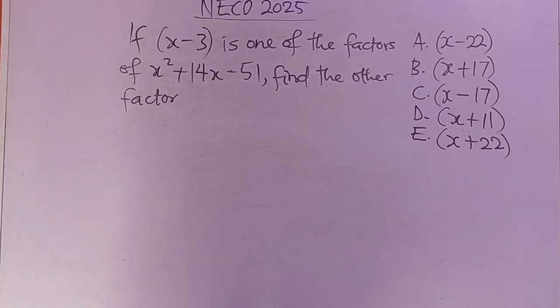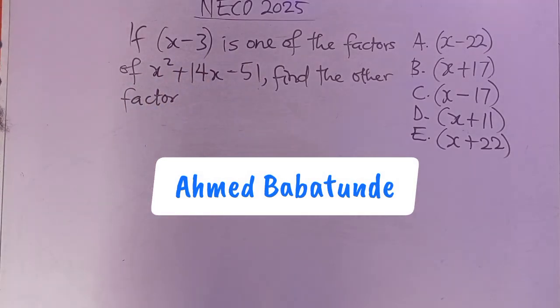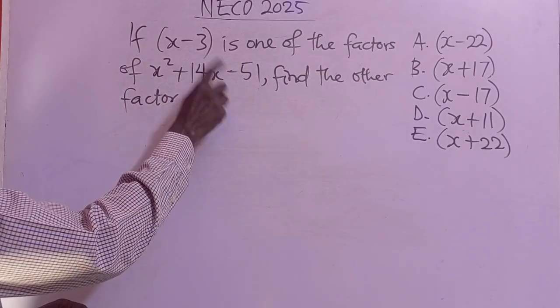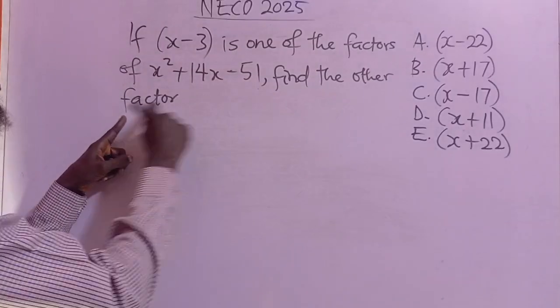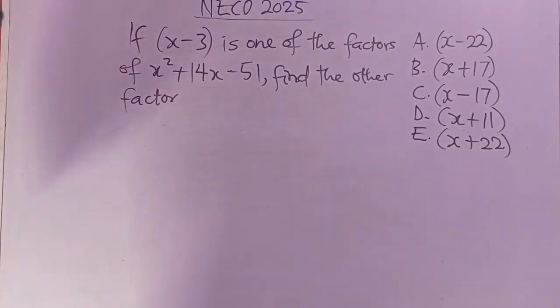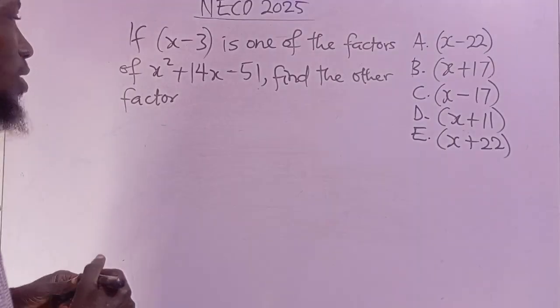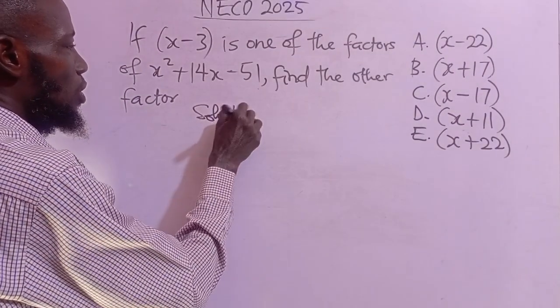This is a NECO 2025 question. If x minus 3 is one of the factors of x squared plus 14x minus 51, find the other factor. Now to do this is very simple. We are going to use long division. So that is very simple. So let's see, we have the solution.